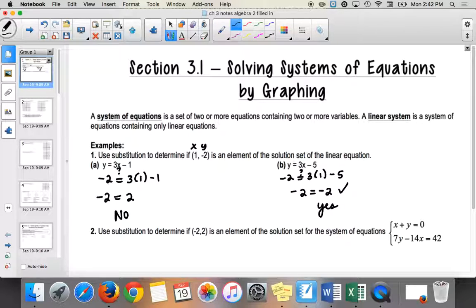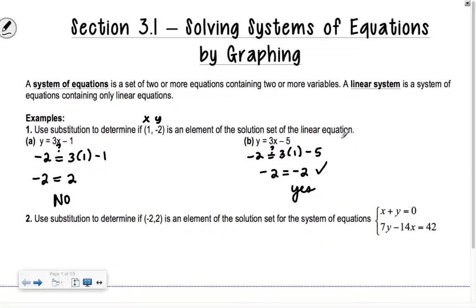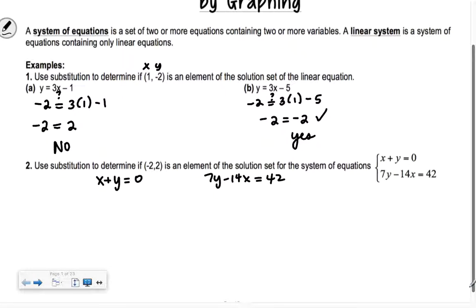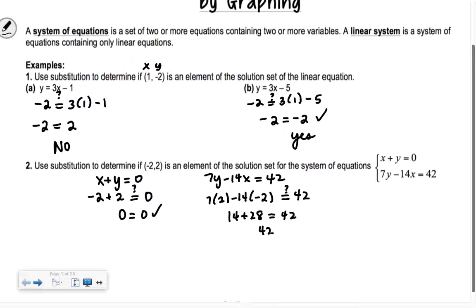Okay, so it says use substitution to determine if this is an element of the solution set for the system of equations. So we're going to have our x plus y equals 0, and we're going to have our 7y minus 14x equals 42. And we're going to see if this is a solution in both of them. So we're going to plug in negative 2 for x and 2 for y. And when we do, we get 0 equals 0. Then when I plug in 2 for y and negative 2 for x, so be careful when you plug them in, we get 14 plus 28, and that does equal 42. So that works as well.